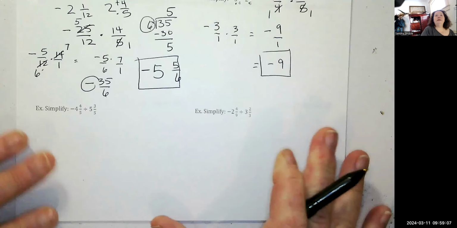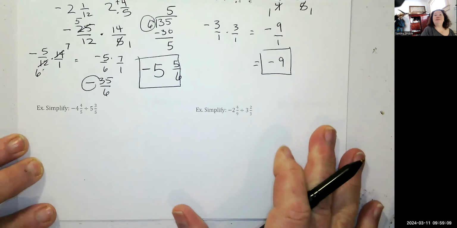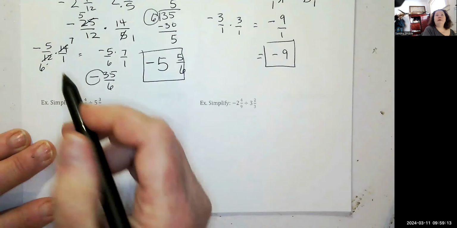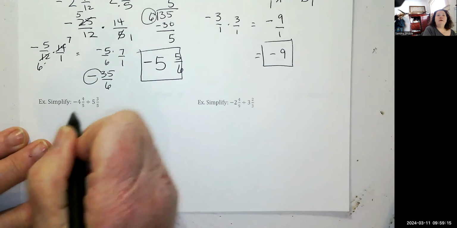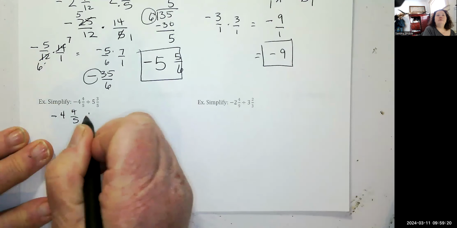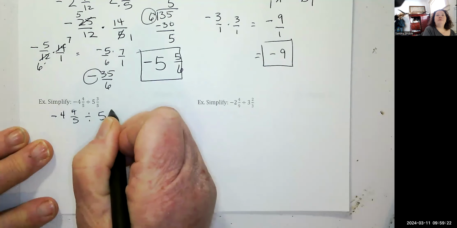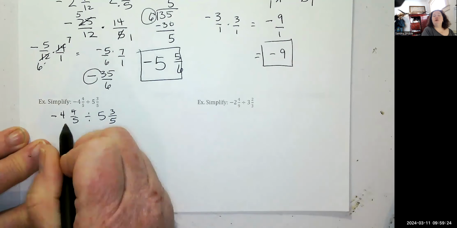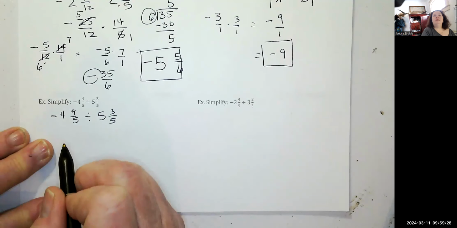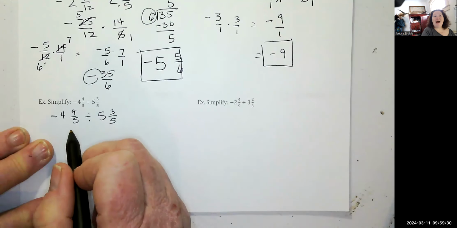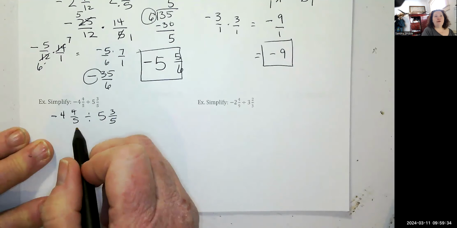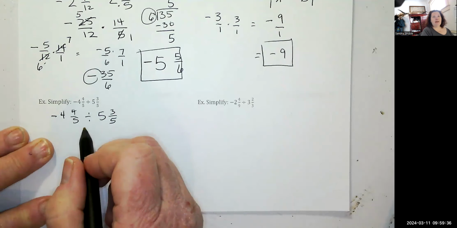All right. -4 and 4/5 divided by 5 and 3/5. Got to go around the world, get rid of those mixed numbers. I'm going to rewrite this: -4 and 4/5 divided by 5 and 3/5. You cannot do the keep, switch, flip while they are in mixed numbers. You have to change them to improper fractions first before you do the keep, switch, flip to change to multiplication.